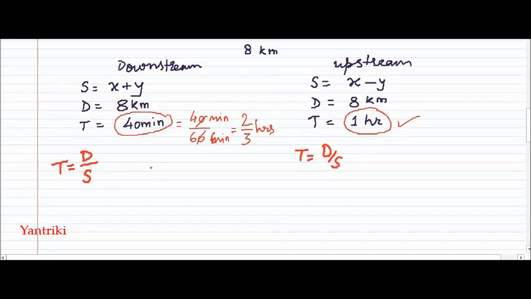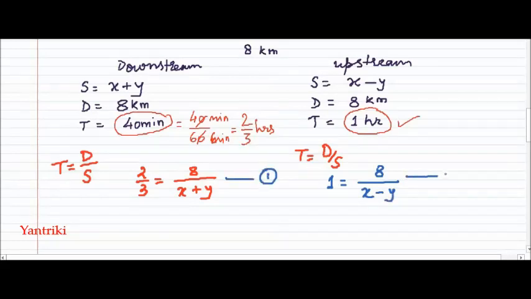I am going to use this equation in both cases. My time here is 2 divided by 3. It is 8 upon x plus y. This is the case for downstream, and for upstream it will be 1 is equal to 8 divided by x minus y. We get two equations. All we have to do is to solve these two equations. So let me solve it for you.